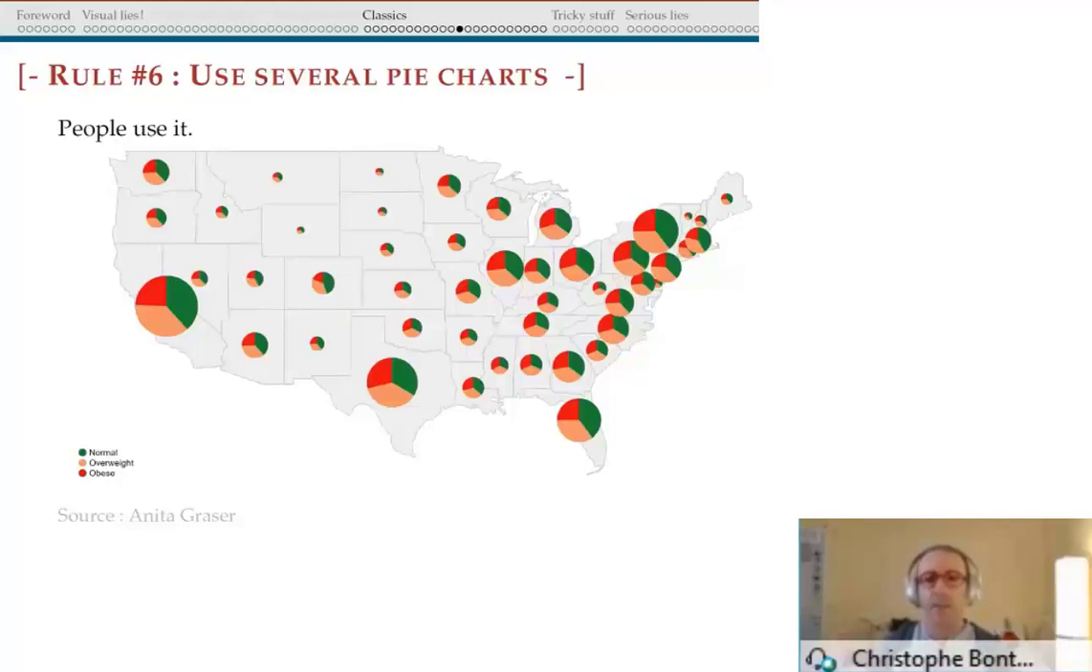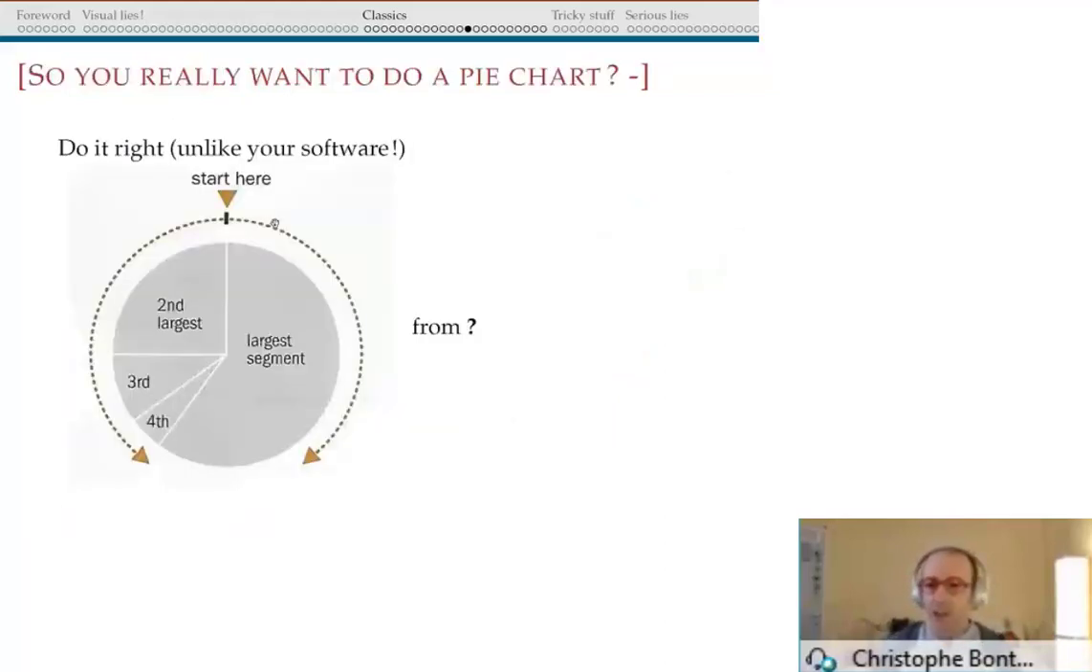Yeah. By the way, if you really want to do a pie chart, and you can do a pie chart, I have nothing against pie charts. There is a book by Wong, The Do's and Don'ts of Data Visualization, that is a practical guide saying, okay, if you want to do a pie chart, it depends on the data.